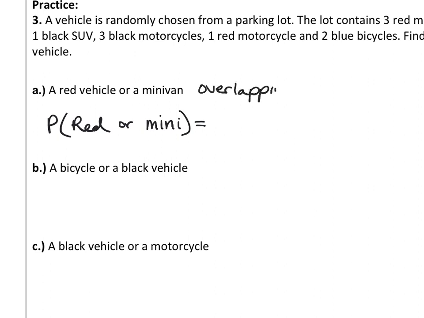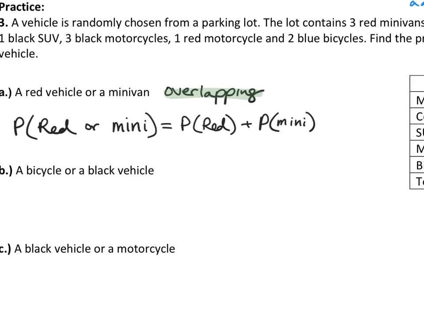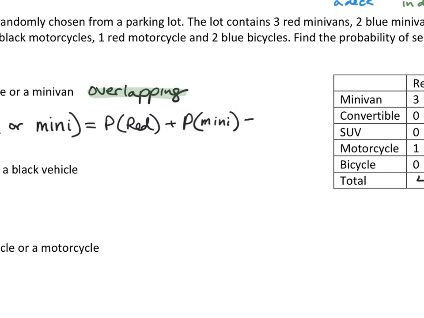So we need to use the overlapping event formula, which means we're going to have to do a little bit of subtracting and not just adding. We're going to write the formulas this time because I think it would be helpful to see it in your notes, which means we're going to find the probability that we find a red vehicle plus the probability that we have a minivan, but we are going to subtract the overlap. We're going to subtract the probability that we have a red minivan.